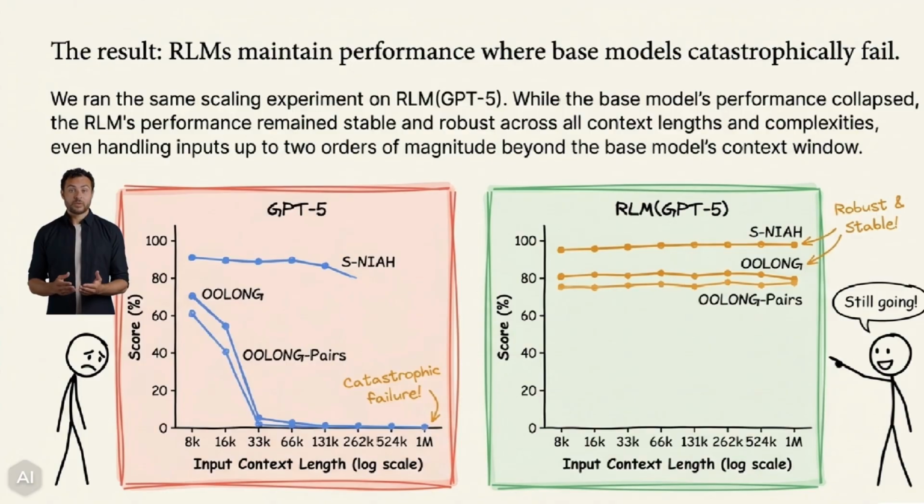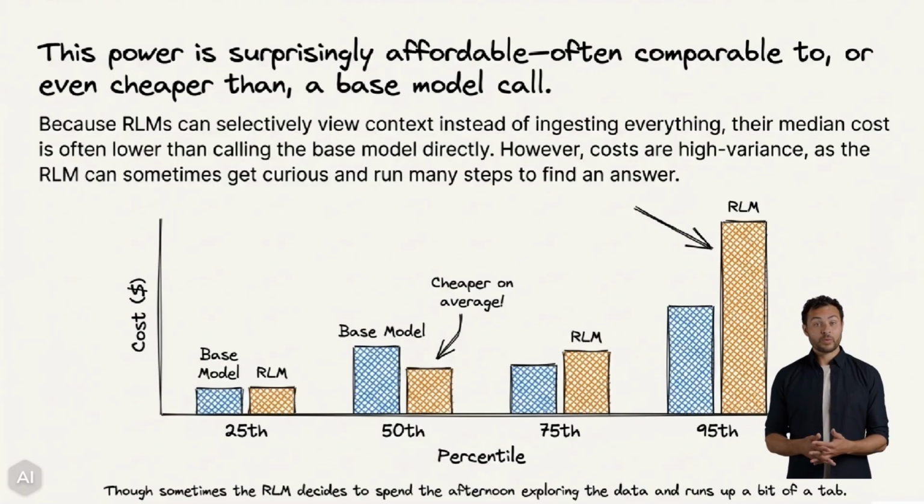What's surprising about this approach is how affordable it can be, often comparable to, or even cheaper than, calling the base model directly. The reason is simple. An RLM can selectively pull in just the context it needs instead of ingesting everything up front, so the typical or median cost is often lower. You can see that around the middle percentiles, the RLM tends to come out ahead. The trade-off is variance. Costs can spike when the RLM gets curious and runs extra steps to explore, verify, or search for a better answer. That's why the upper tail, like the 95th percentile, can be noticeably higher than the base model.